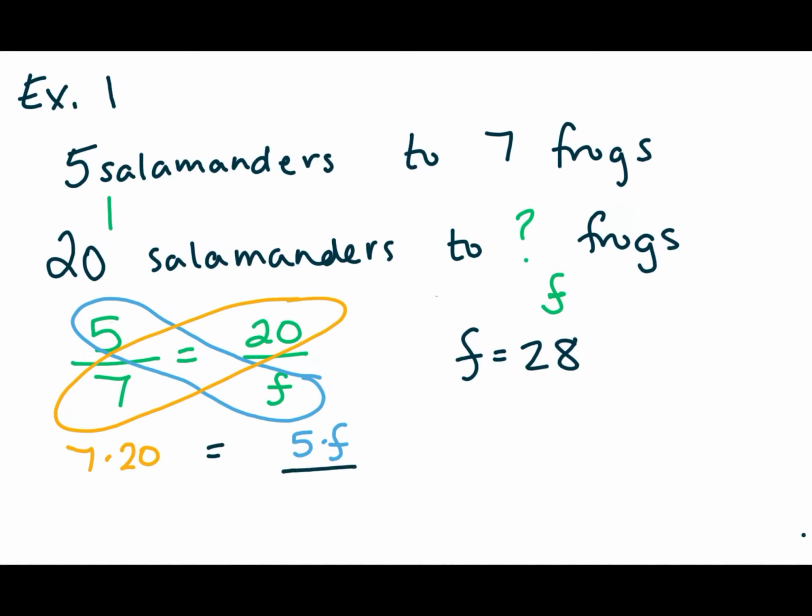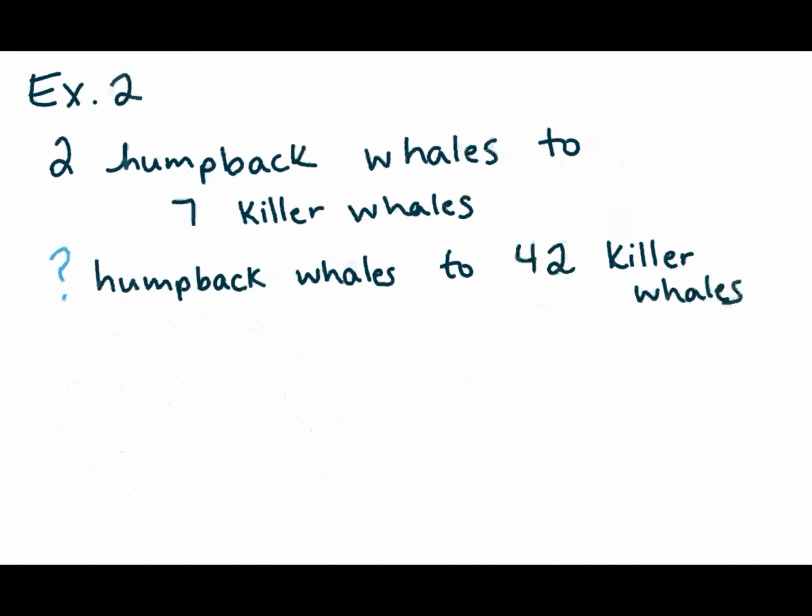All right, and to get rid of the 5 on this side, I'm going to divide by 5. And I can factor out a 5 here. And I get 7 times 4 equals F, or 28 equals F. Okay, so that's 2 ways of solving this problem.